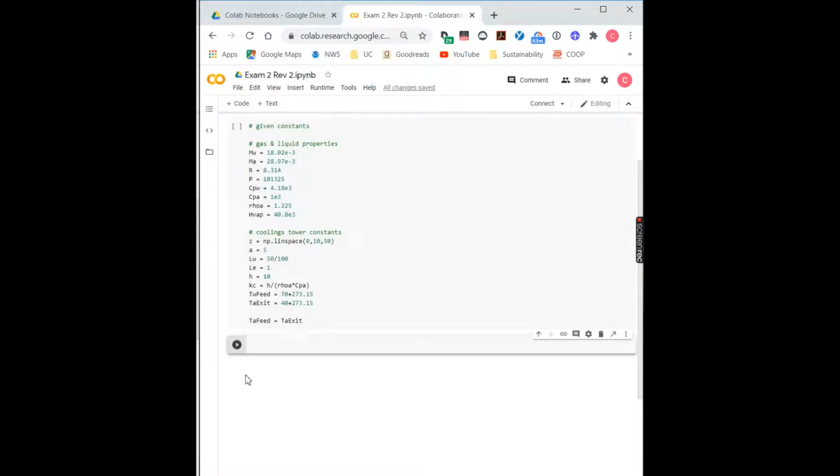So once we have our given constants, before we can solve the differential equations that were given in part 1, we need to define a function that will calculate the vapor pressure of water based on the temperature. And we need this vapor pressure for when we are calculating the concentration of the water at the interface, which will change depending on what the temperature of the mixture of air and water is.